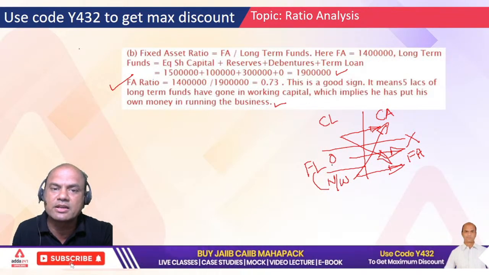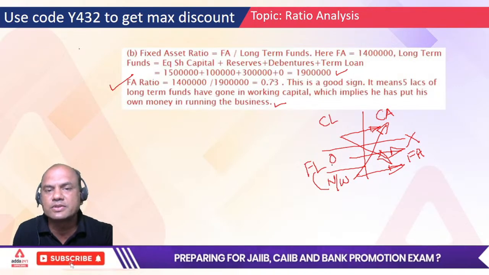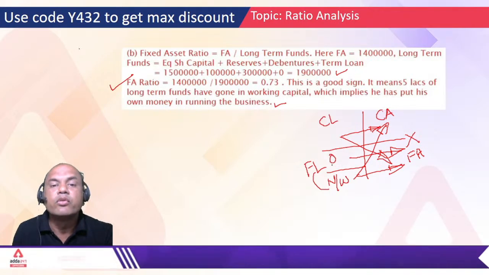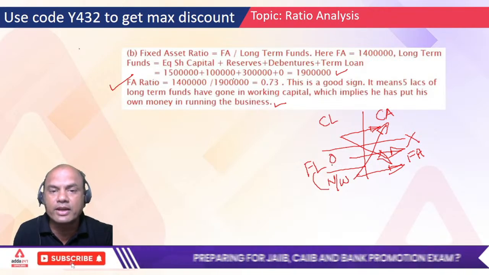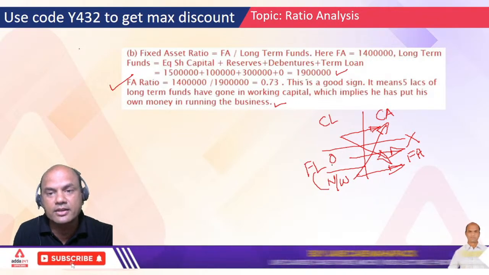Say this, 15 plus 1 plus 3 equals 19 lakhs. So what are the long term funds? 19 lakhs. What are the fixed assets? 14 lakhs. So 14 upon 19 is 0.73. Is this a good sign or bad sign? Fixed assets are 14 lakhs and long term funds are 19 lakhs. So where have these 5 lakhs gone? 19 minus 14 is 5 lakhs. 5 lakhs are extra. They have gone into current assets. So it's a good sign.